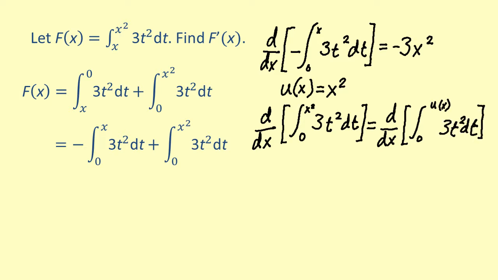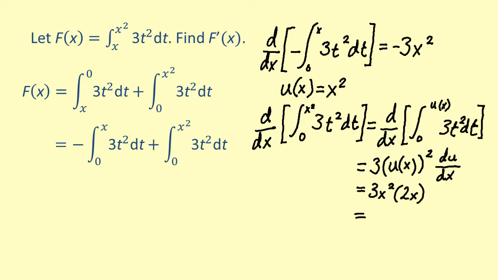Substituting u of x for t and applying the chain rule, we get 3 times u of x squared times du dx. The derivative of u is 2x, so let's substitute x squared for u and 2x for du dx. Simplifying, we get 6x cubed.